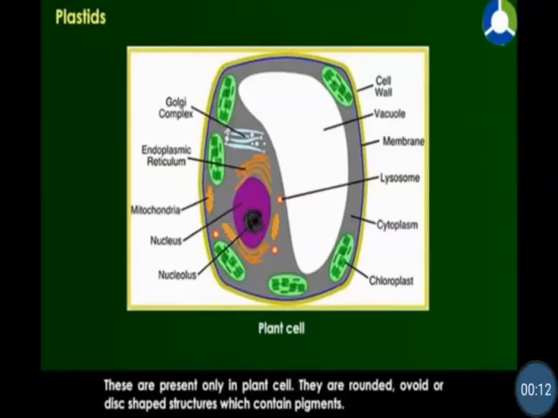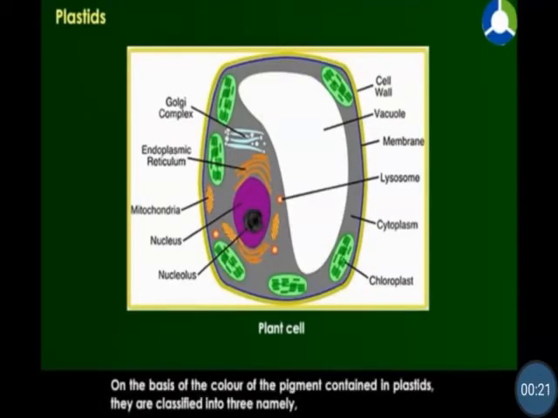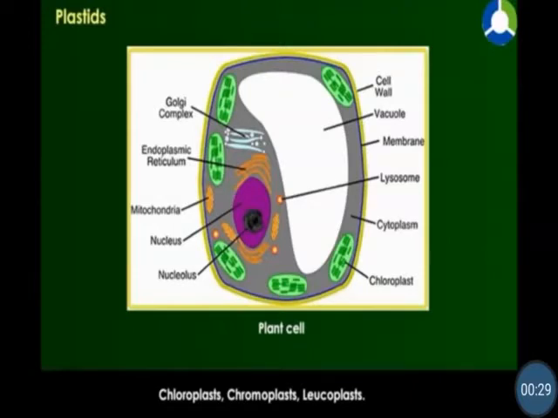Plastids are present only in the plant cells, and they are rounded, ovoid or disc-shaped structures which contain pigments. Now, on the basis of the color and pigments contained in the plastids, they are classified into three categories: chloroplasts, chromoplasts and leucoplasts.